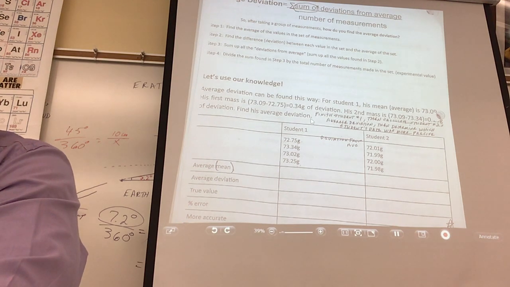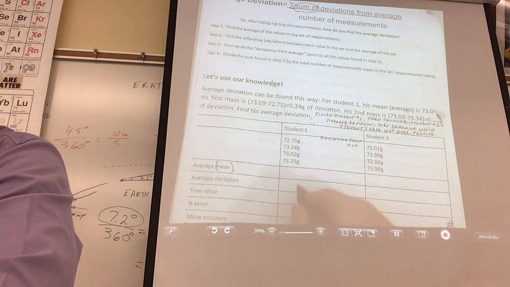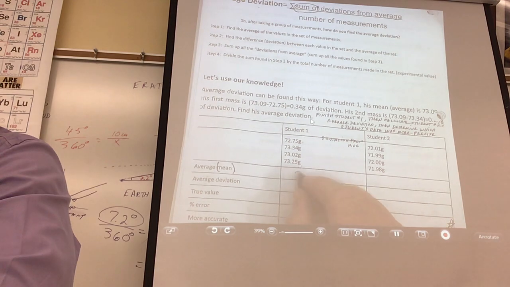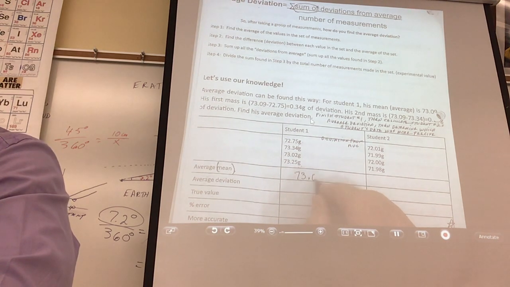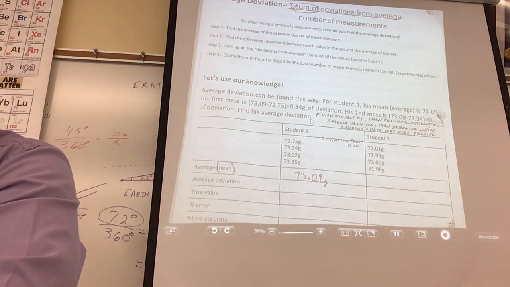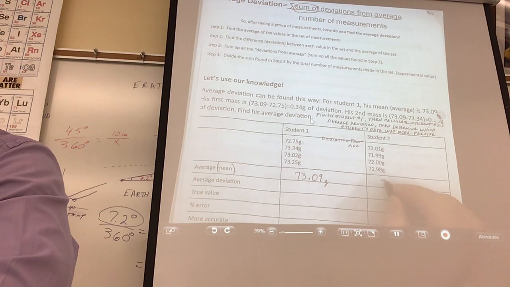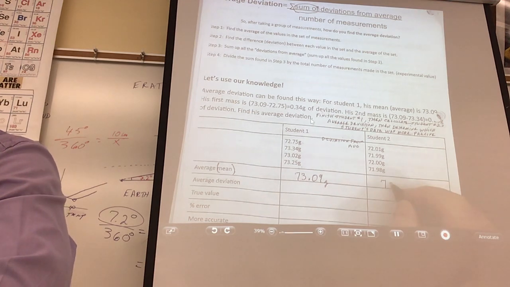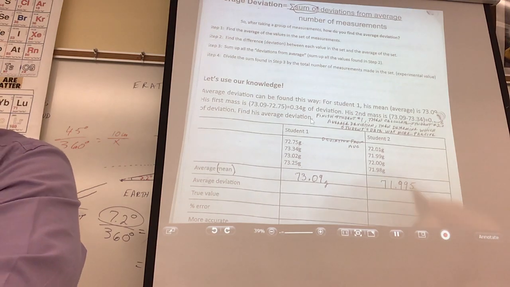Are you done already? Wow, that's fast. Okay, Parker, what you got for this one? 73.09 grams. Say it again. 73.09 grams, okay. Did everybody get that? Okay, good. Do the next one. Oh, you got the next one? Yeah, Alistair? 71.995.